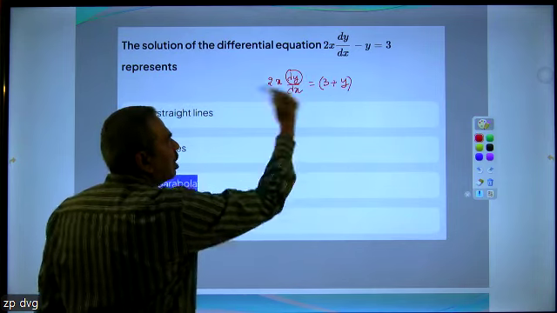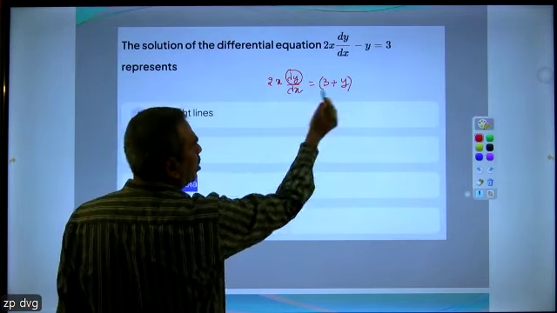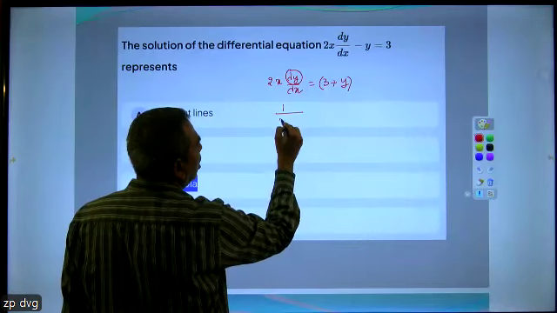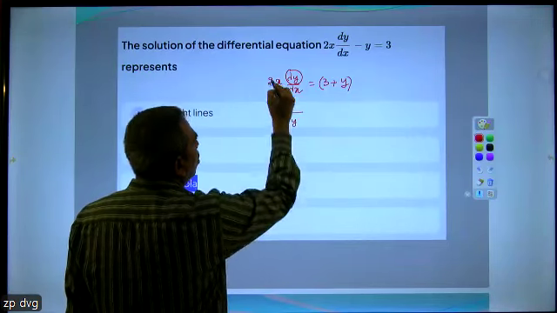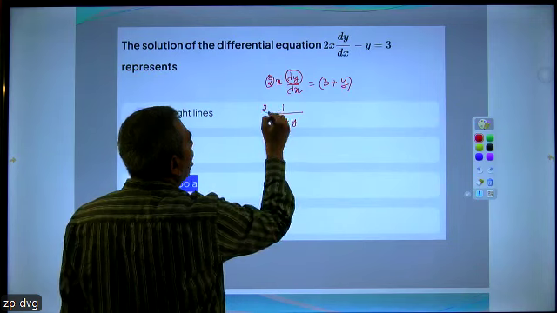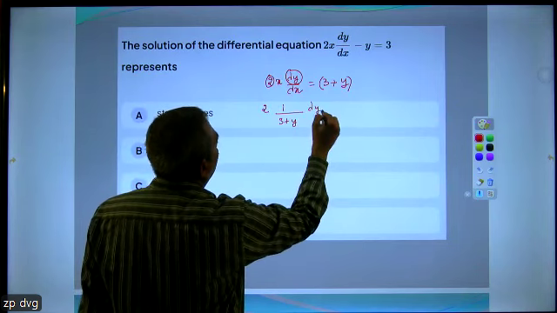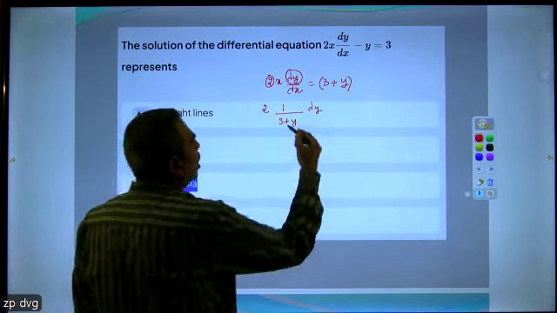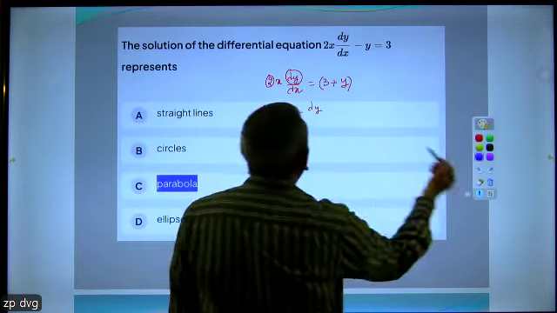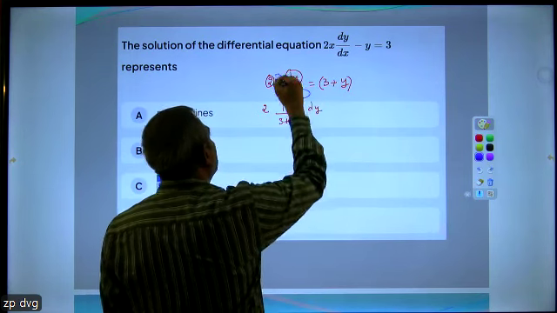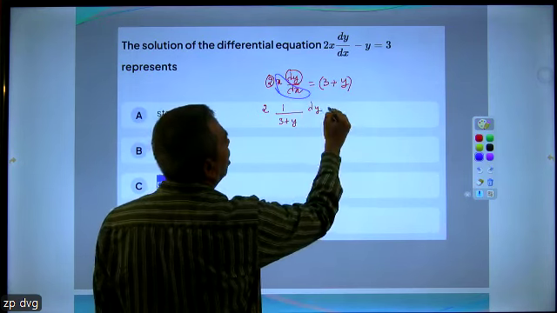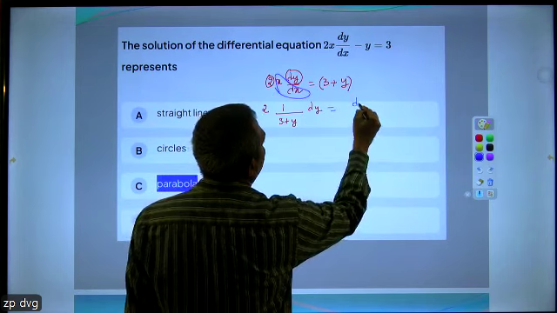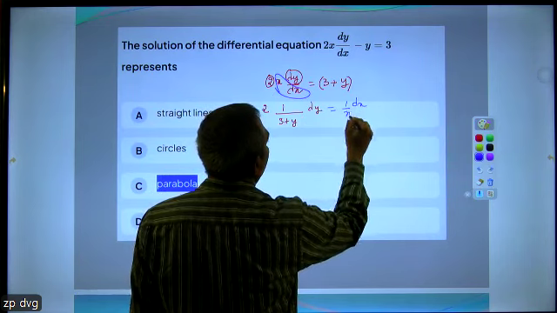If 3 plus y comes to the left hand side, it becomes 1 by 3 plus y. This 2 is there, no? So this 2 I'll write down and dy I'll write down. Where dy is there, the y representation is there. And what is left out here is dx by x. This x by dx, if it comes to the right hand side, it becomes dx by x. So it is nothing but 1 by x into dx.